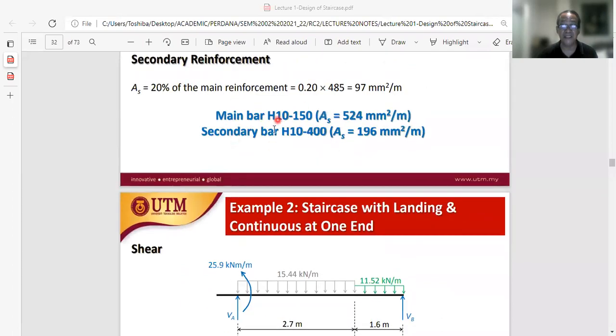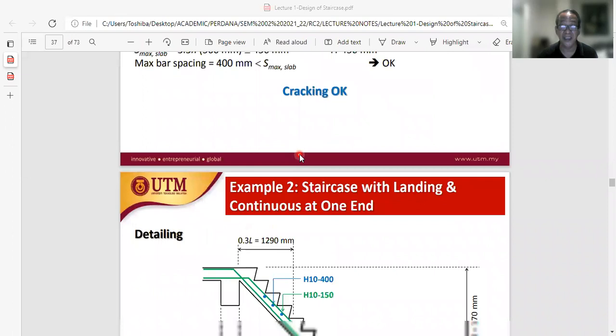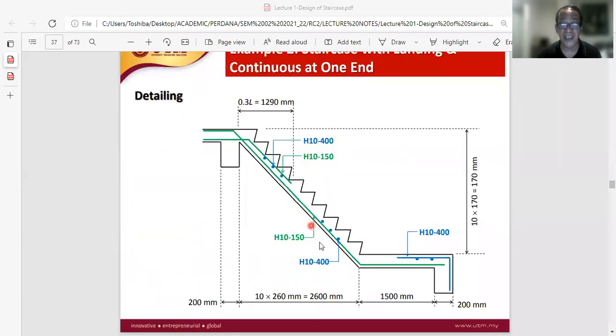Okay, and from this selection, maka what we have di sini is shown di sini. Okay, H10 at 150, the main reinforcement again di sini. Please add into your drawings, into your sketch, into your textbook that there must be the top reinforcement on this side, okay, of the staircase.